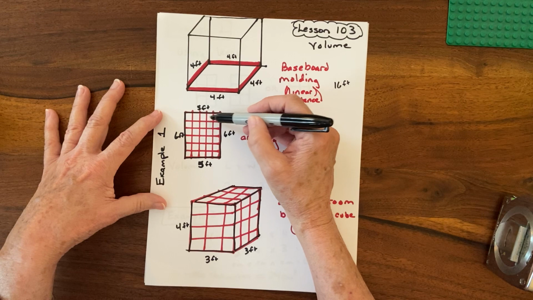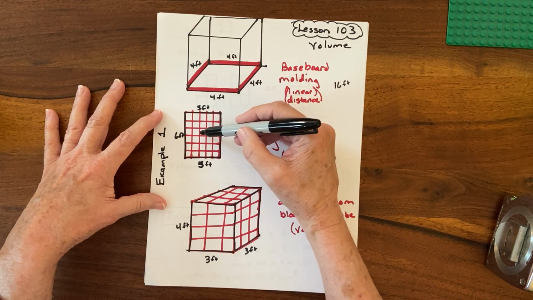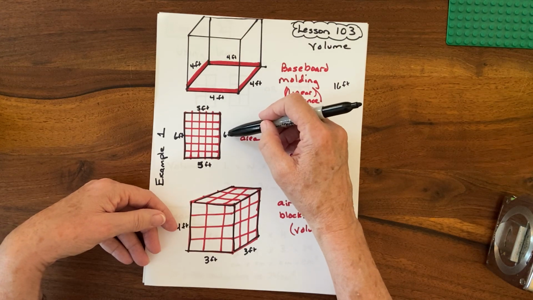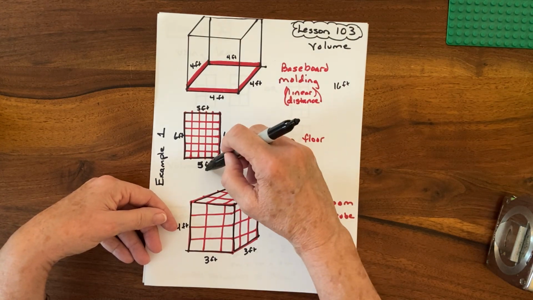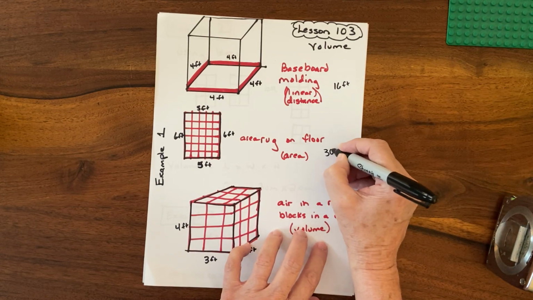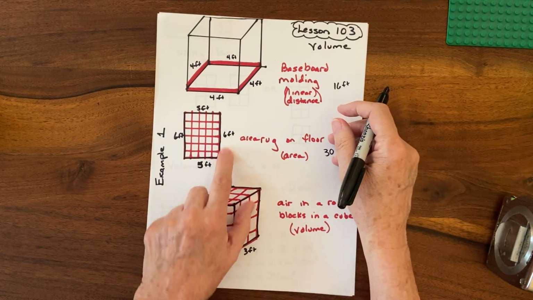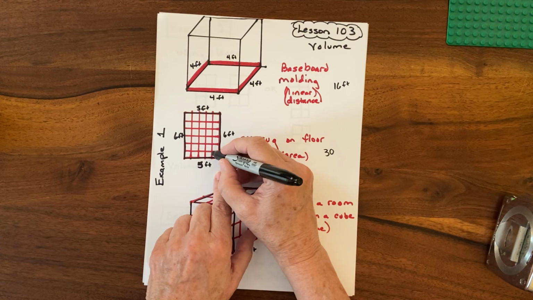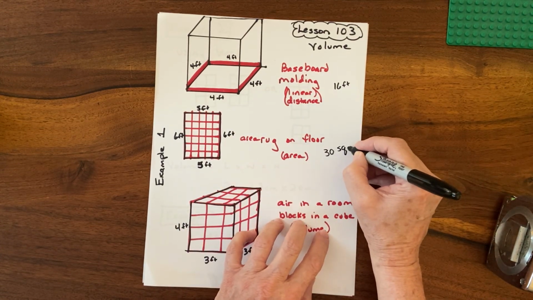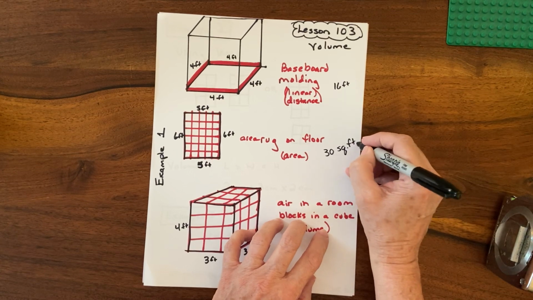So 1, 2, 3, 4, 5, 6, 7, 8, 9, 10, 11, 12, 13, 14, 15. I don't want to do all that. Can I just say that I have 6 5s or 5 6s? 5 times 6? So in this case, I have 30, but it's not just feet because I'm multiplying. Each one of those is a square, right? So I'm going to say 30 square feet.